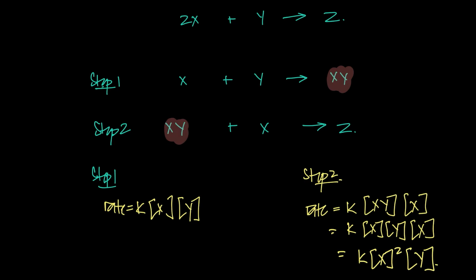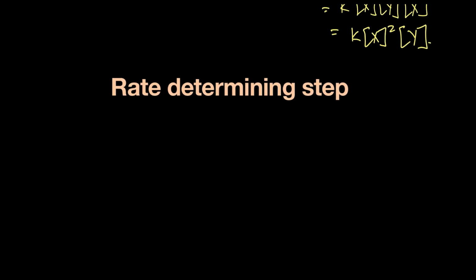So now, knowing that each step can have its own rate equation, the overall reaction's rate will be determined by one of these two steps. And the step that determines the rate for the overall reaction is called what? It's called the rate determining step. That's what we talked about earlier.